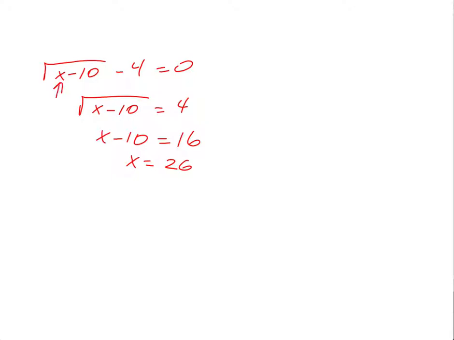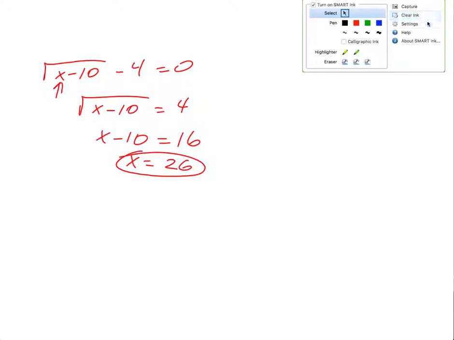So I plug 26 in here. 26 minus 10 is 16. The square root of 16 is 4. 4 minus 4 is 0. So that means x equals 26 is the solution to this equation. Nothing fancy there. All right, next one.